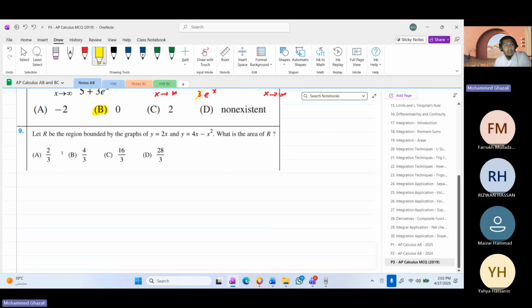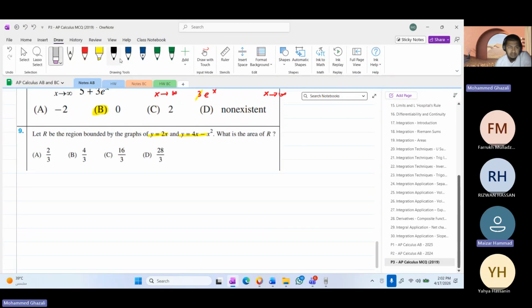Right, good. Let R be the region bounded by the graphs of y equals 2x and y equals 4x minus x squared. It's very important to draw. Remember, you're not allowed to use a calculator. We know the zeros are, this is a function like this, right?